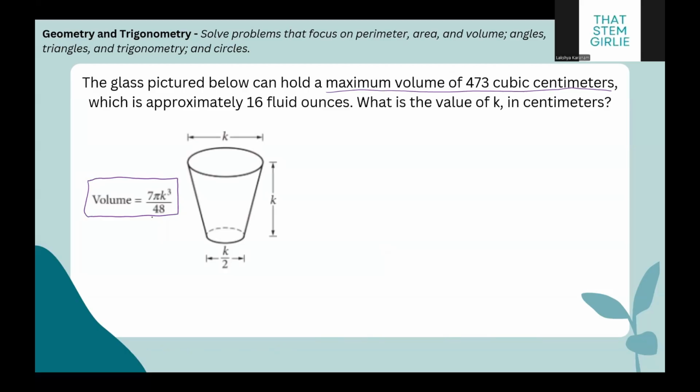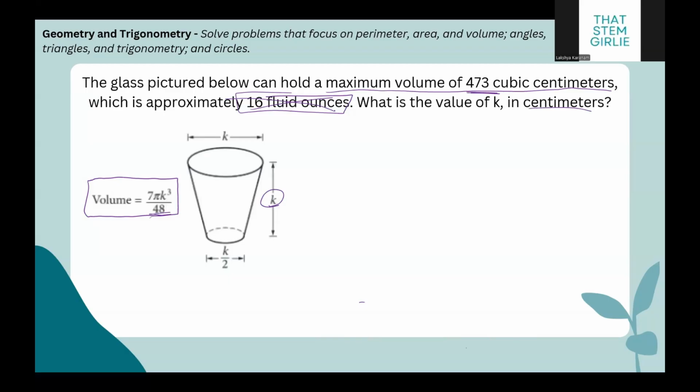If they don't give you an expression for volume, it's either something that you have seen before or you don't need to know the expression of the volume. Okay, so the maximum volume is 473 cubic centimeters, which is approximately 16 fluid ounces. What is K in centimeters? Since K, which is the value we want to find, is also given in centimeters, you can say that 16 fluid ounces is essentially extra information.